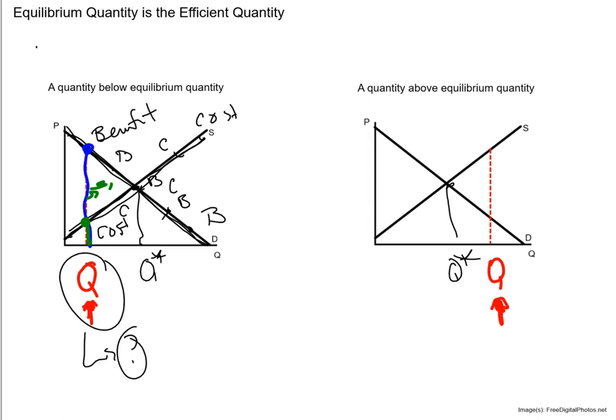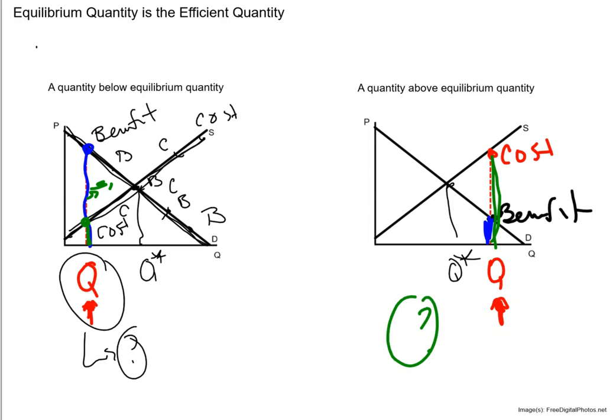Alternatively, we can consider a point that's beyond the market equilibrium, something to the right of the market equilibrium. Again, same story. This demand curve tells me the benefit of that high level of production. The supply curve tells us the cost of that level of production. This benefit in blue, the cost in green. Is it rational to have production that's beyond market equilibrium?